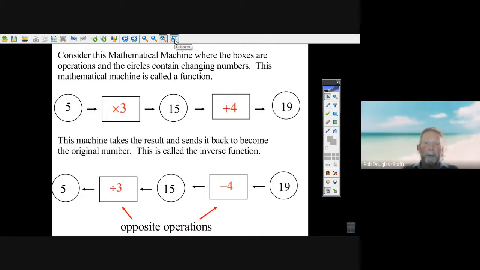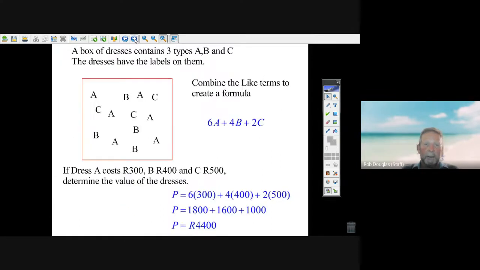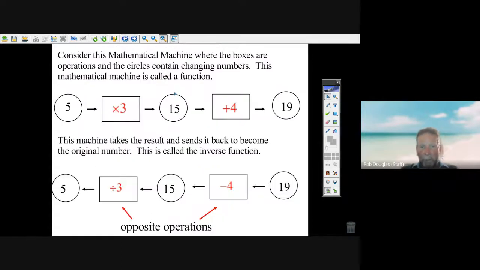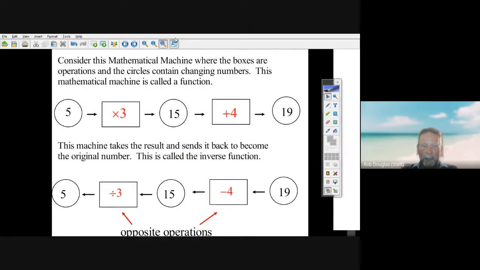Okay, so that's opposite operations. We have quite a few questions and problems that we're going to do like this with flowcharts in class. So I hope this helps.